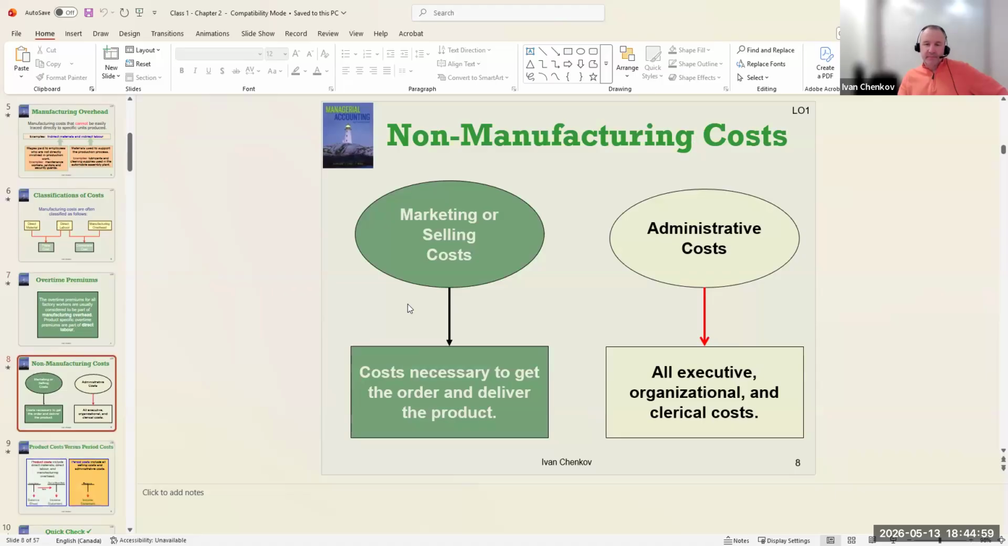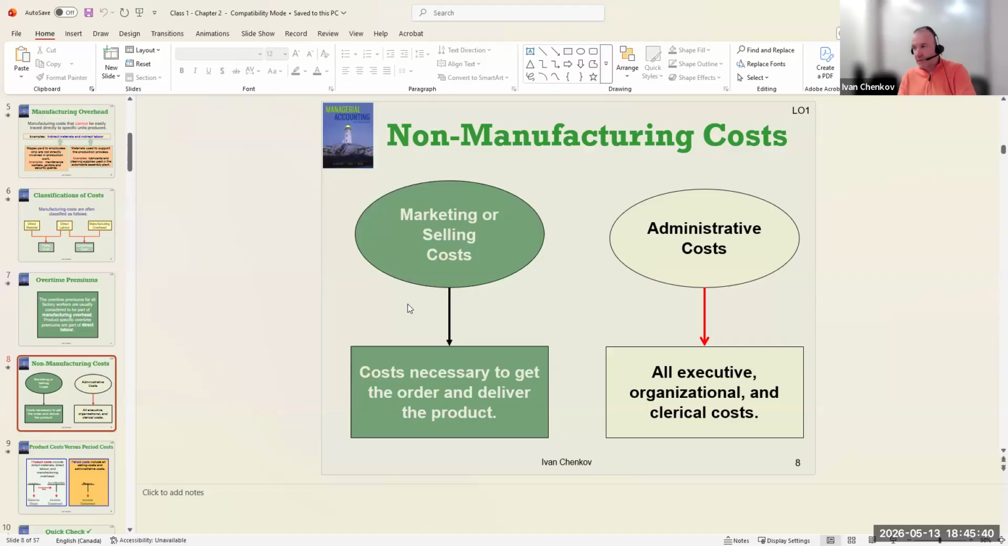That's with the product cost. What other costs are we going to have? We're going to have period cost, or non-manufacturing cost. Non-manufacturing costs are the ones that support the business but are not directly involved in the production, which is marketing and selling cost. They help the business to sell the product, but they're not part of the manufacturing process.